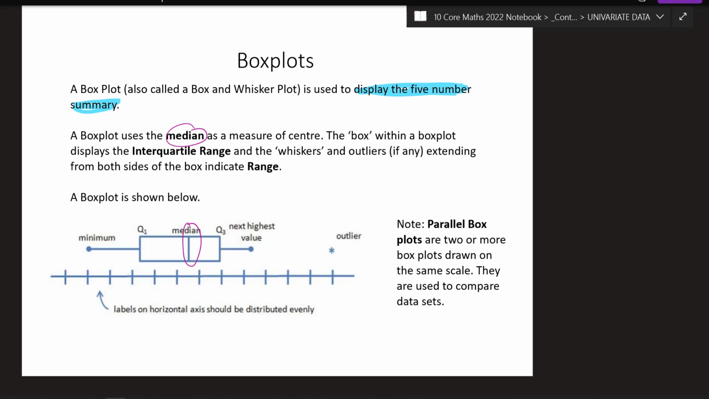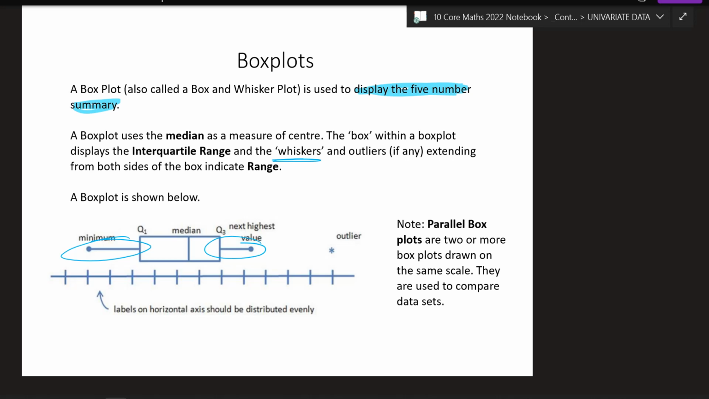It also shows the interquartile range and the whiskers. Interquartile range, remember, is referring to the middle, the range of the middle 50% of the numbers. And the whiskers are these lines here. Notice where the whiskers start and finish. They start at the minimum and finish at Q1. But it changes if there's an outlier, so just be mindful of that. We'll go through that shortly.